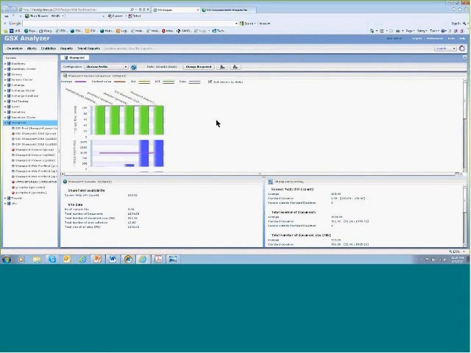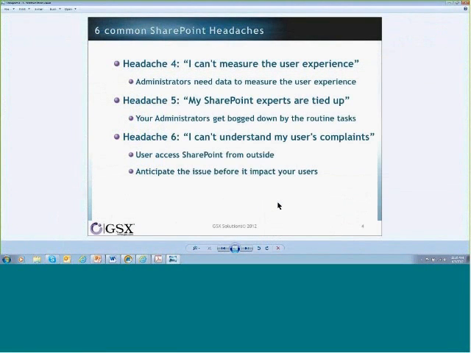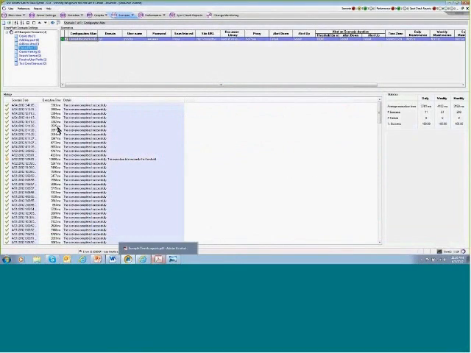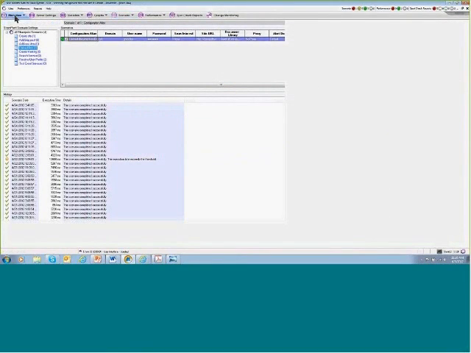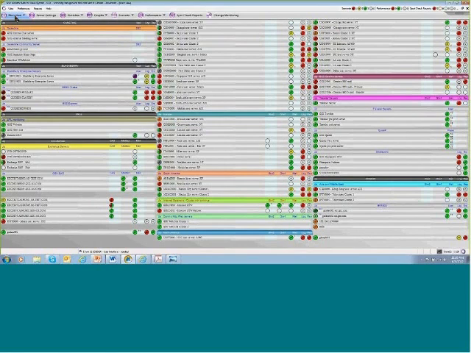Okay, we're on to SharePoint Headache number 5, and we've got to hit the gas here because we're going to be eating into our Q&A time, so my apologies for that. My SharePoint experts are tied up. Administrators are bogged down by routine tasks, and they can't do proactive things that they want to do on an ongoing basis. So as we said before, if you are a SharePoint expert, consider yourself lucky. You're in high demand. So GSX Monitor, how can a tool help you?